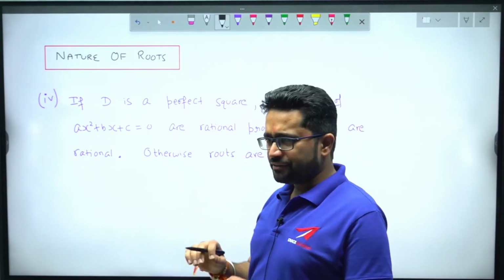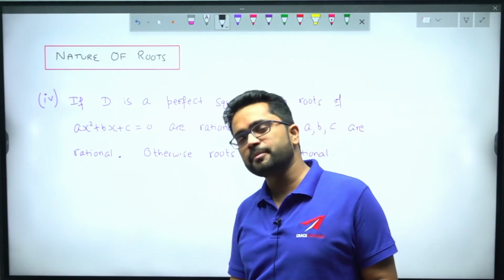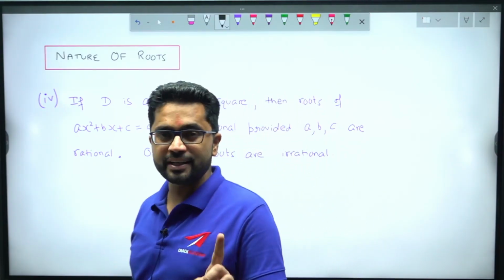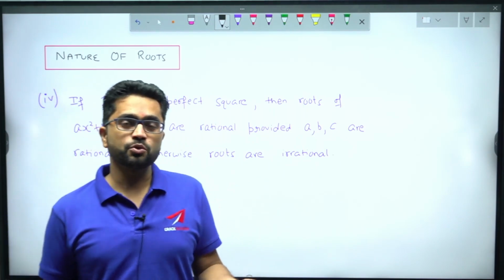Now observe, most of the things are related to the discriminant. That is why it is known as the discriminant. D positive, roots real and unequal. D negative, roots non-real. D zero, roots real and equal.